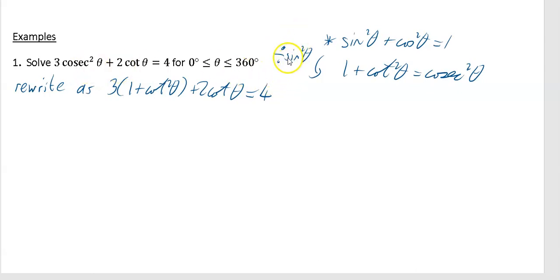So I'm dividing through by sine squared. Sine squared divided by sine squared is 1. Cos squared divided by sine squared is cot squared. And 1 divided by sine squared is cosec squared. So I rewrite my equation. And what I mean by this is everywhere I see cosec squared, I'm going to rewrite it as 1 plus cot squared. So I'll go from here, I'll multiply out and tidy up.